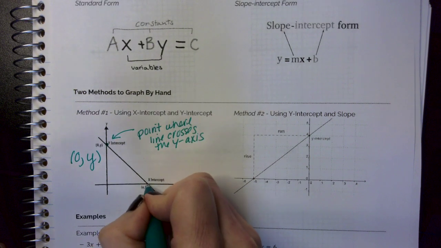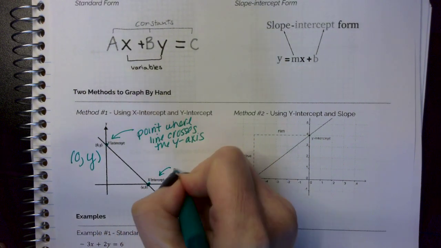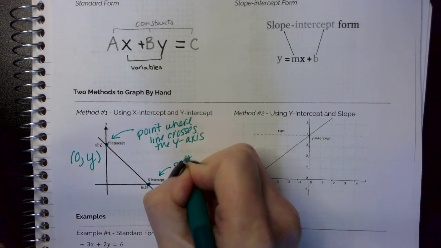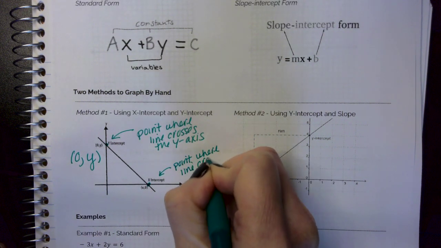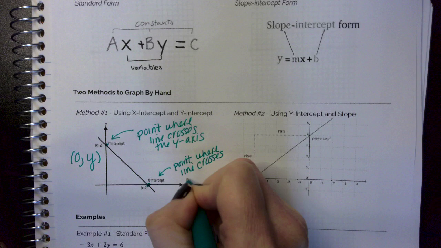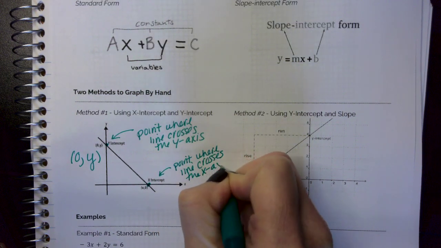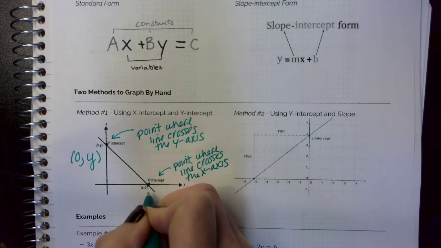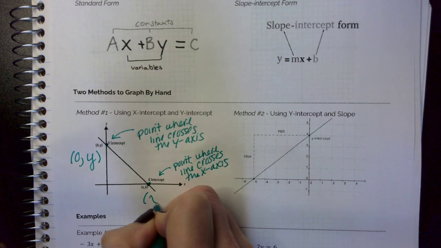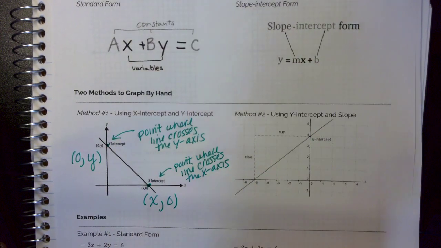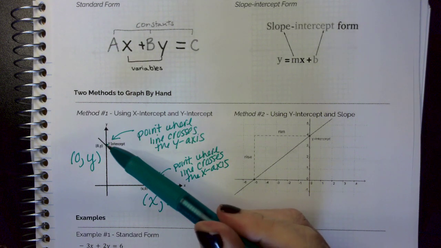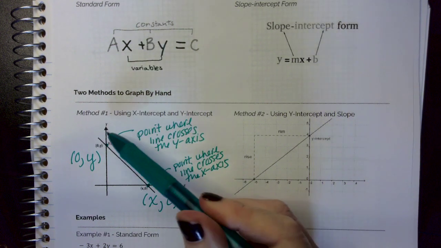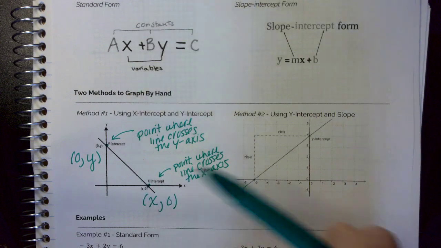And then we have the x-intercept, and this is the point where the line crosses the x-axis. It's going to be x, 0. So one way to graph a line is to calculate the y-intercept, the x-intercept, and then connect those points, because you need 2 points to make a line.